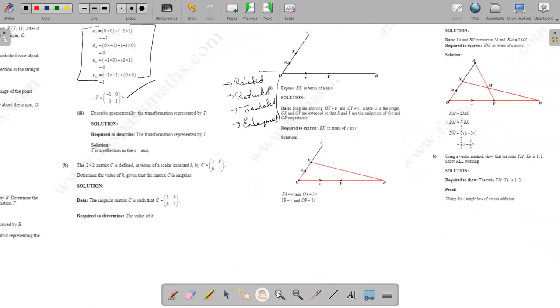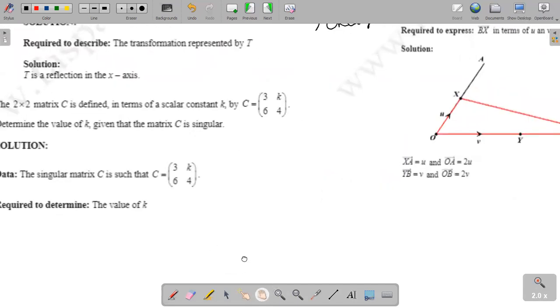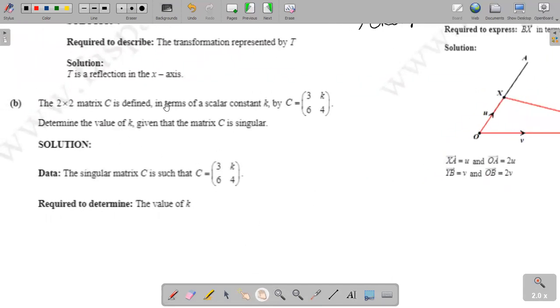Now we could go into some more simple stuff. The matrix C is defined with a scalar constant. So you realize the same thing as what we did before. There is a letter here instead of a number. Determine the value of K given that the matrix is singular. Now this means something. What does singular mean? If the determinant of the matrix is 0, therefore it is singular.